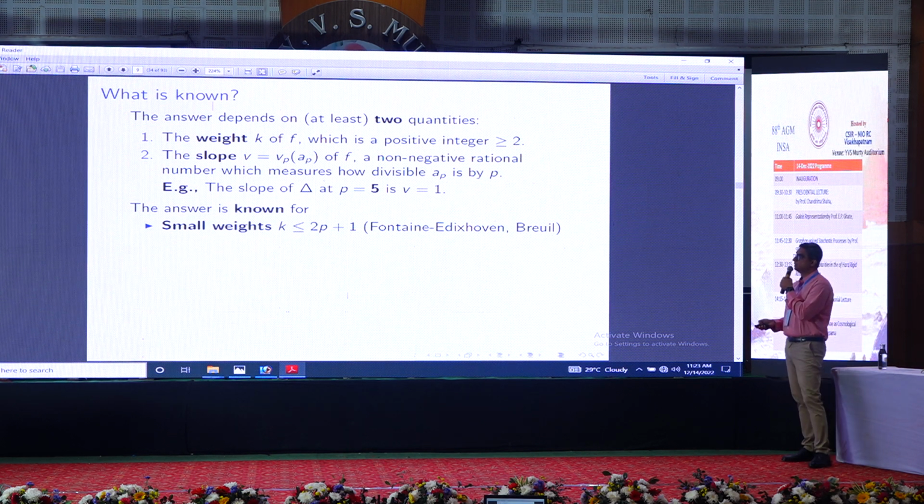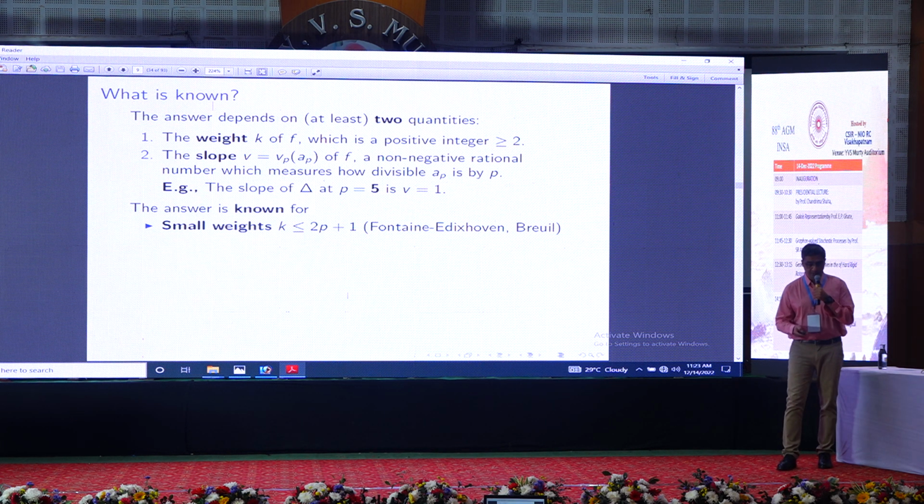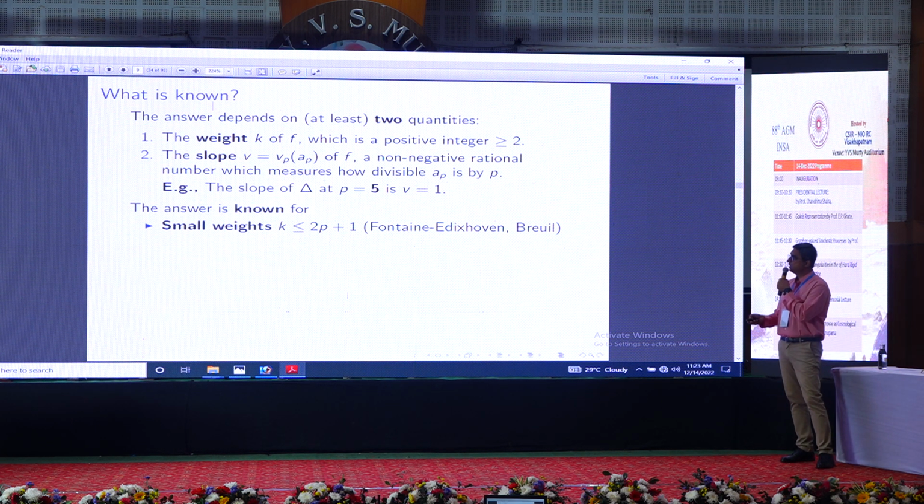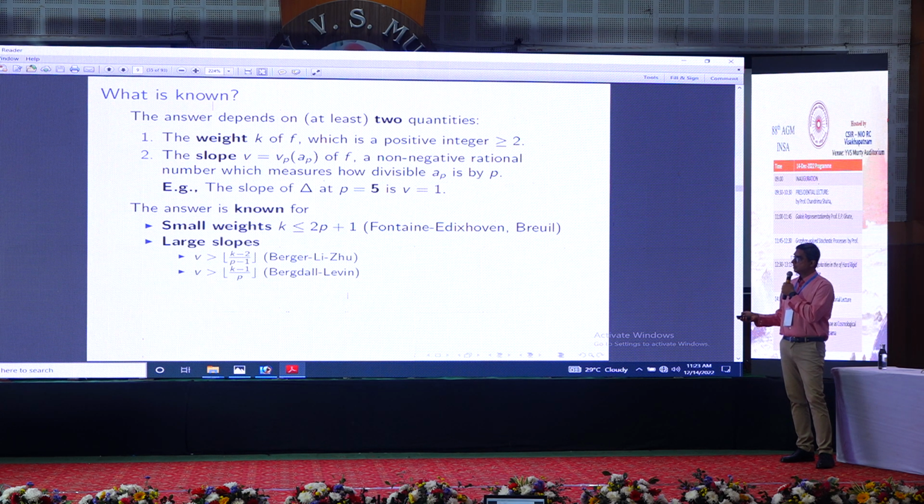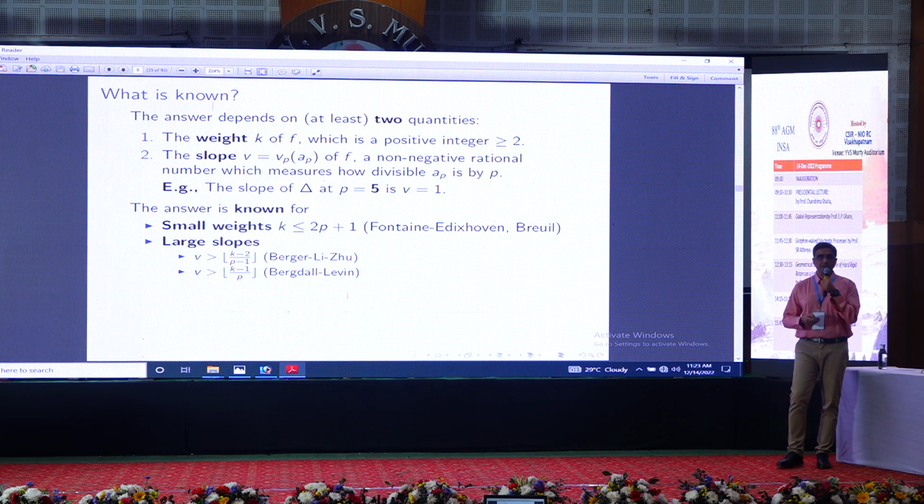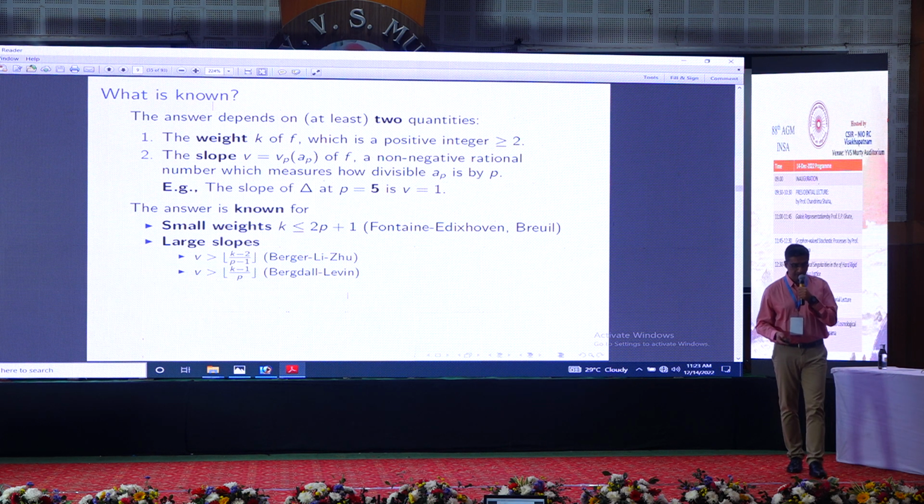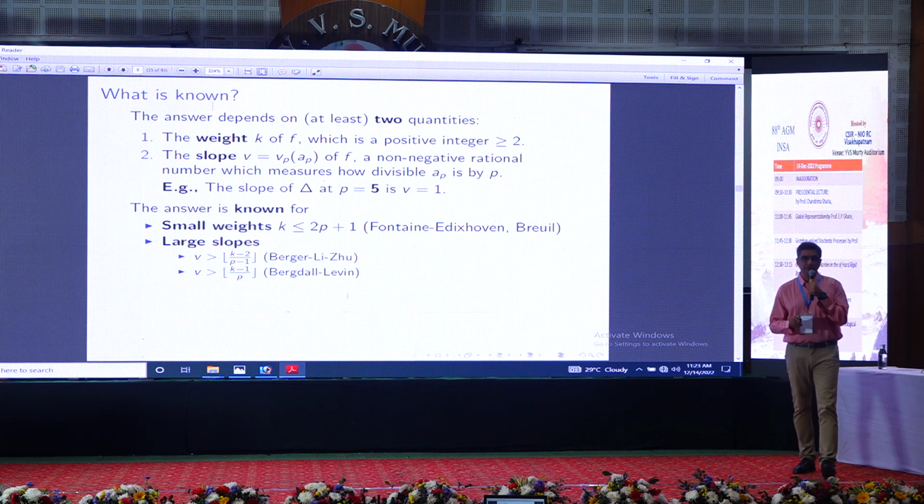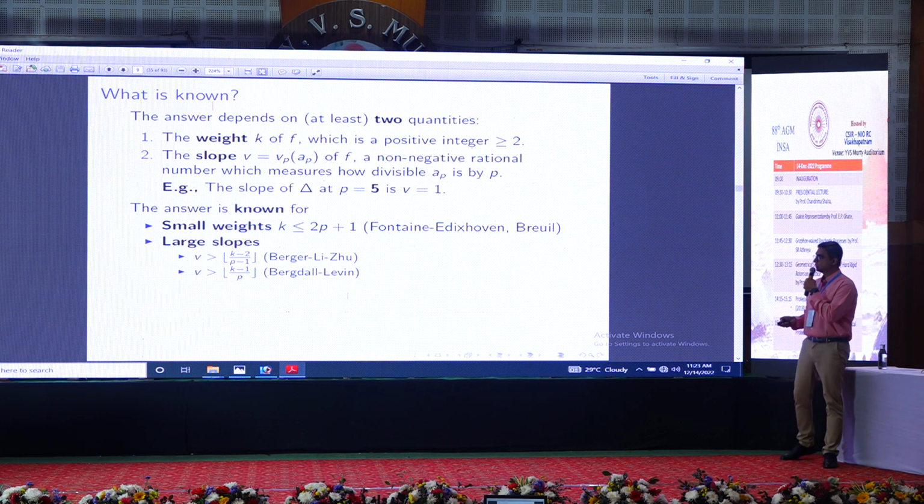For small weights, it was complete. For very small weights, the Galois representation is always irreducible. But if you go up to weight P plus 1, but if you go up to weight 2P plus 1, then it can become reducible or irreducible. But anyway, everything is completely known for small weights. It's also known, I wanted to make this talk not a summary talk of thousands of results, so this is my only slide with lots of results on it. The rest of the talk will focus on just one result, which I'll come to in a second.